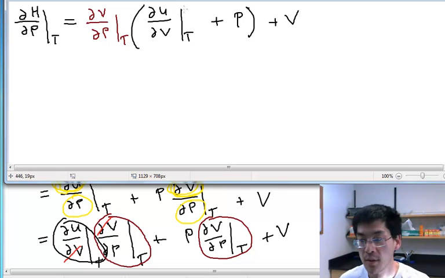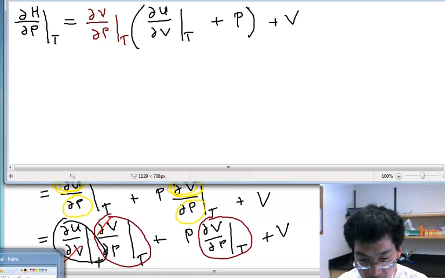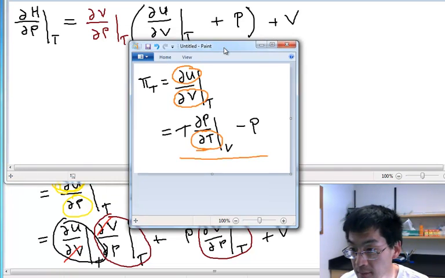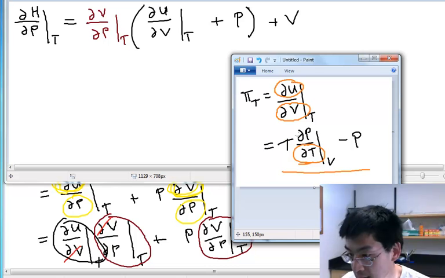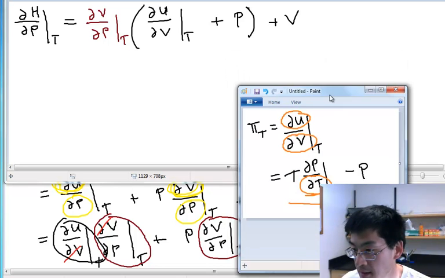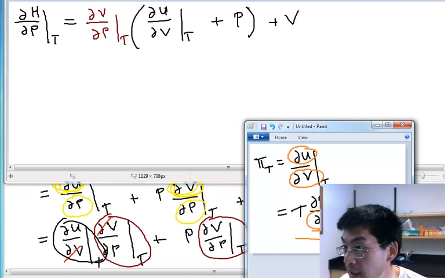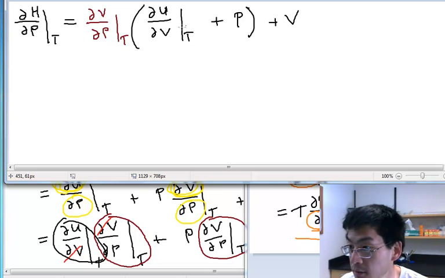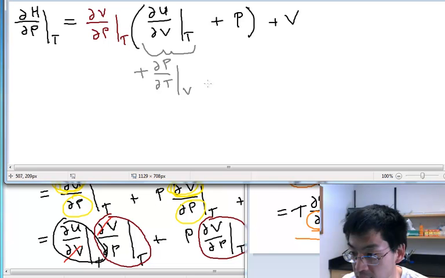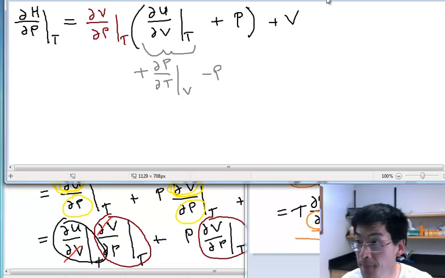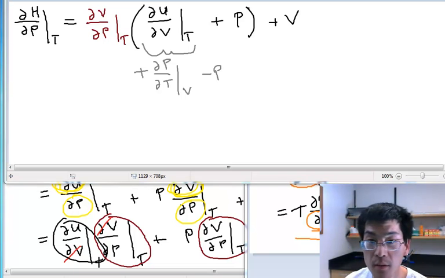Okay, so here is the dU/dV at constant T. Now remember, the dU/dV at constant T also equals this stuff. dU/dV at constant T equals T dP/dT at constant V minus P, so I'm going to substitute that in for dU/dV at constant T. I'll do that in some other color like gray. This is the following: T dP/dT at constant V minus P. That's what that is.